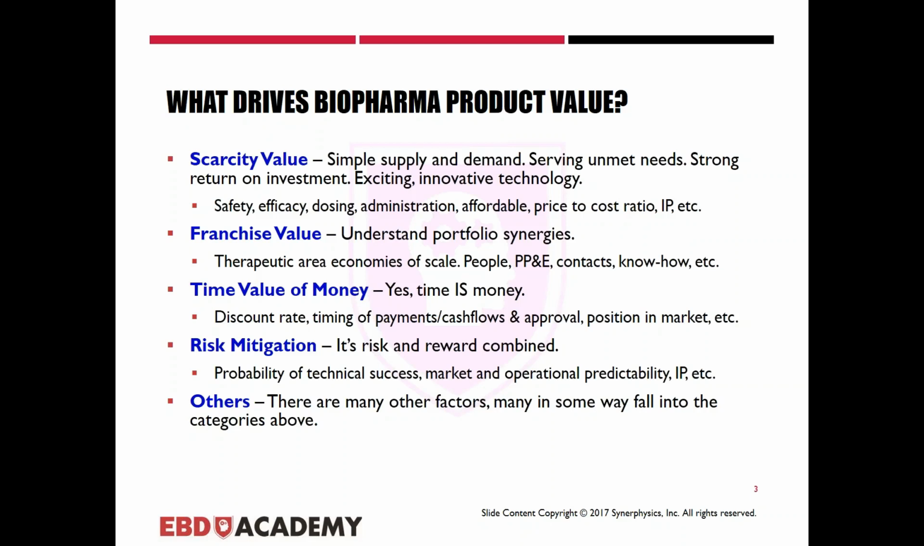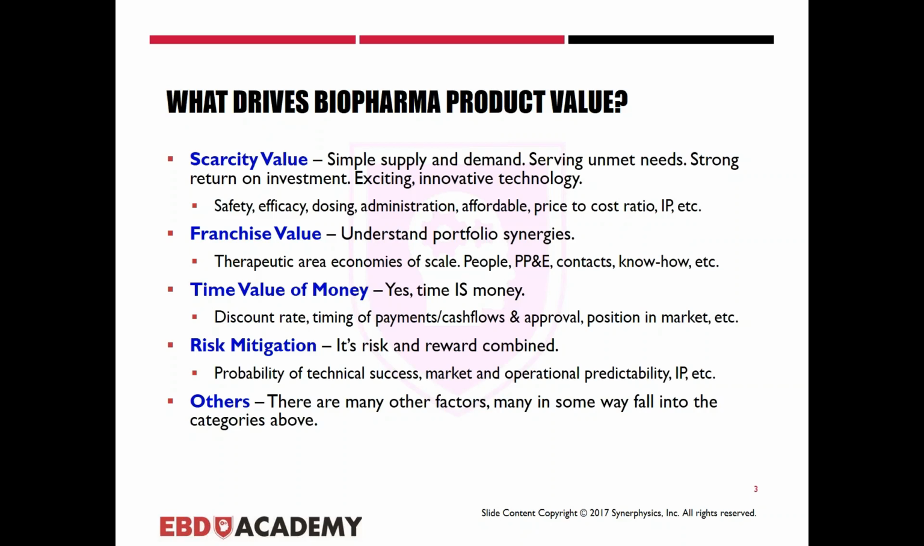The next is time value of money, and yes, time is money. We do valuations using the discounted cash flow, which does a really good job of differentiating the value of payments and cash flow depending on when they come in the timeline. And we use the discount rate to measure that, and we'll talk about that here in just a minute.